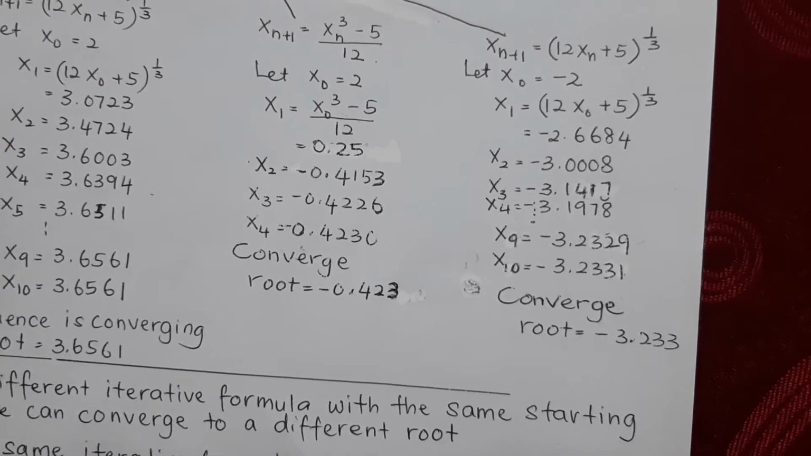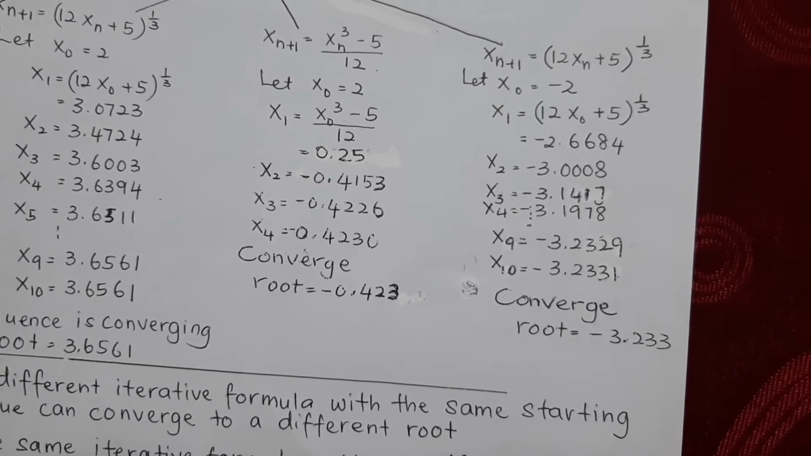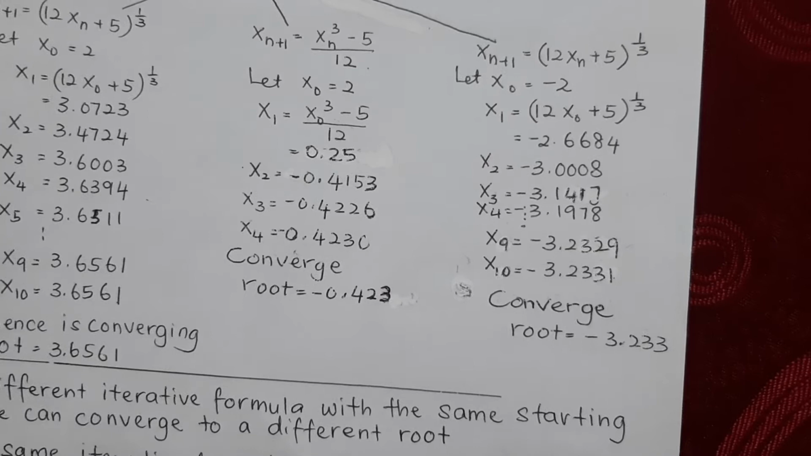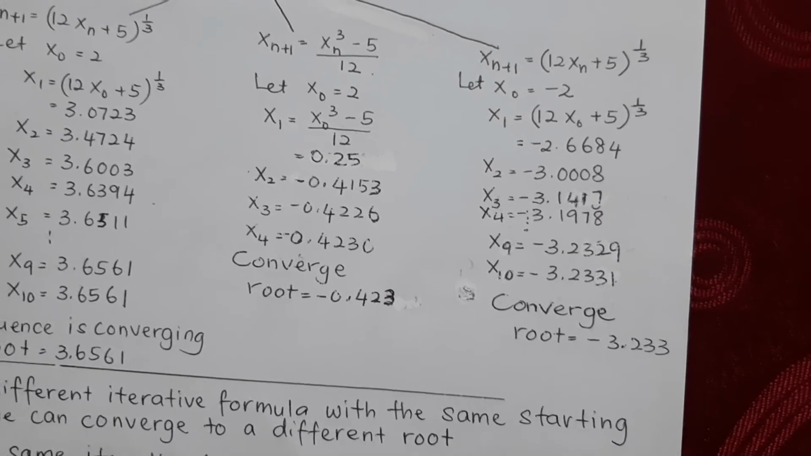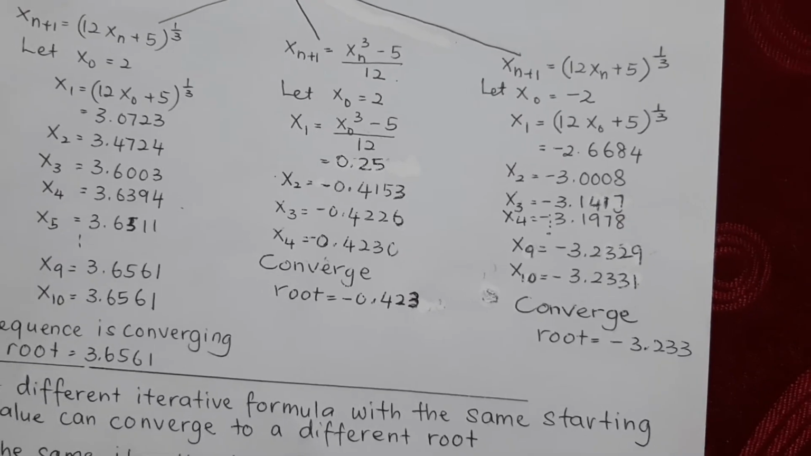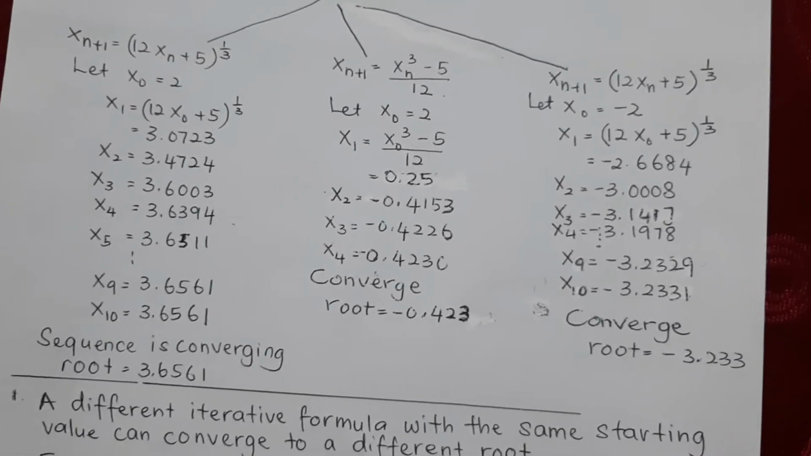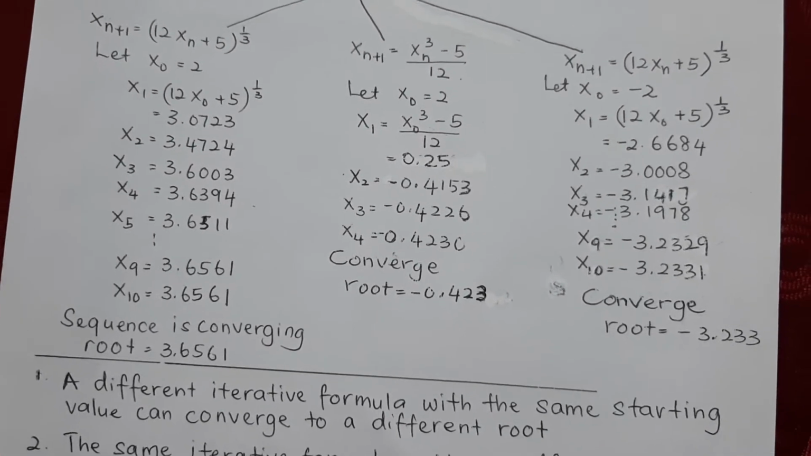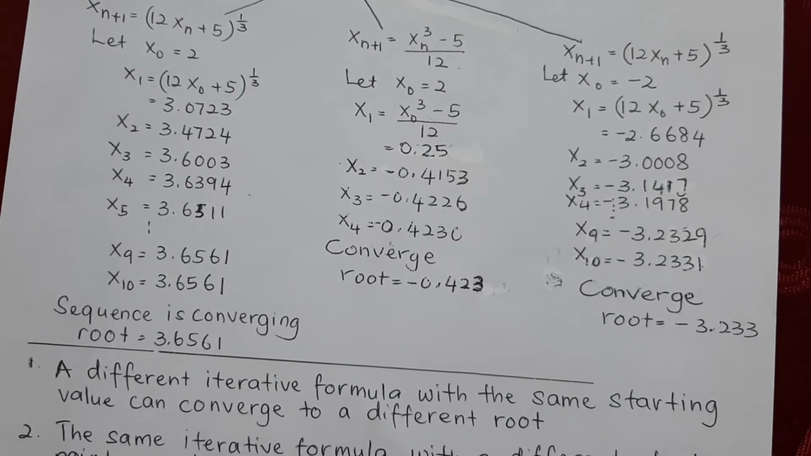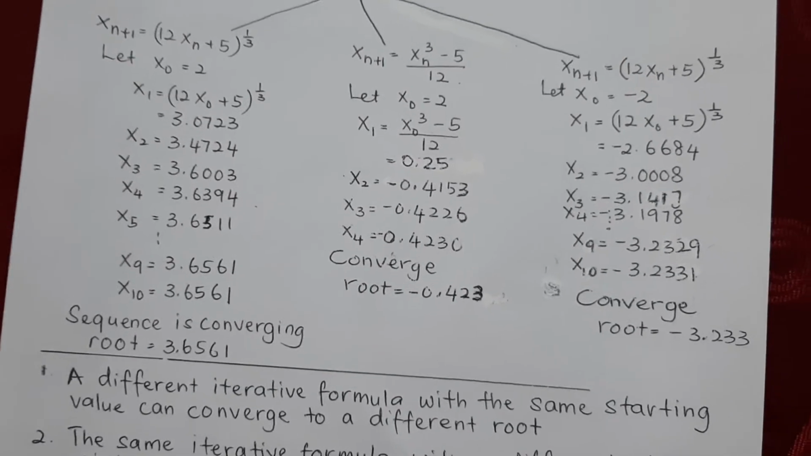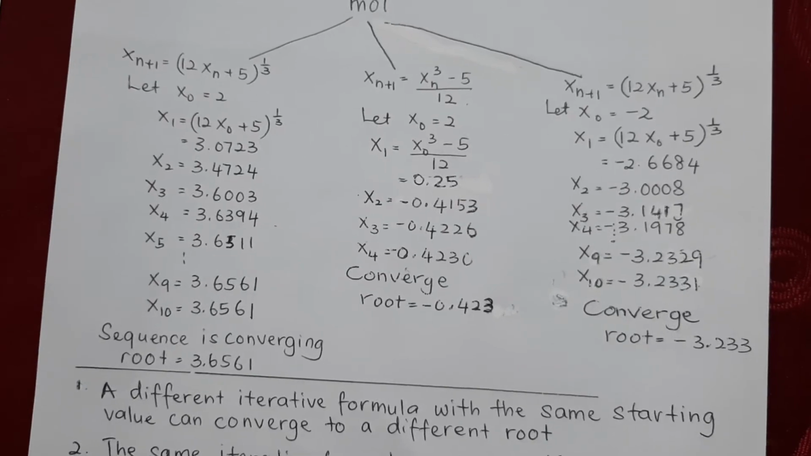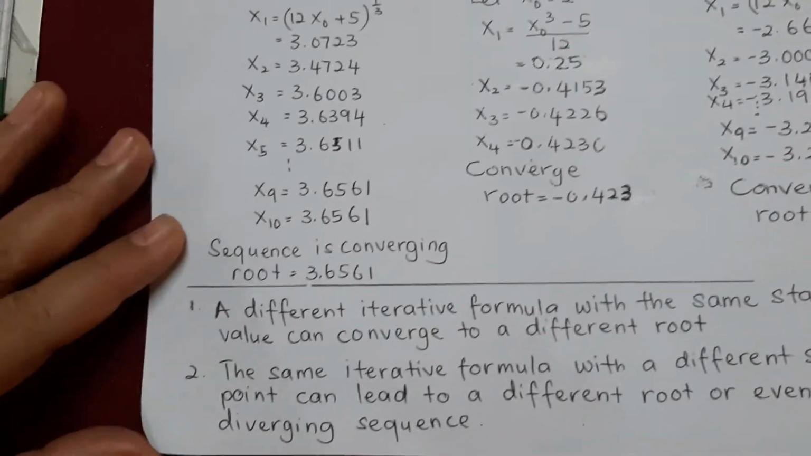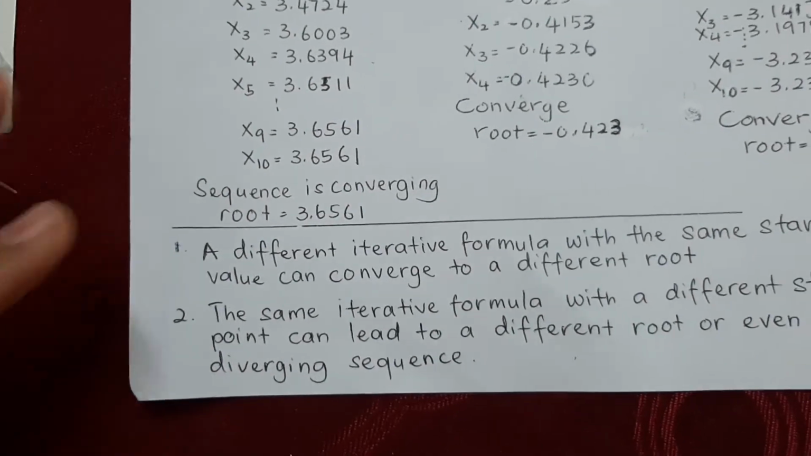So you can conclude that the iteration converges to the root of -3.233. This is basically the same as the 3 roots that we had gotten through the calculator, so it should be correct. So what are the conclusions that you can take from here? I'm going to squeeze the conclusion here.